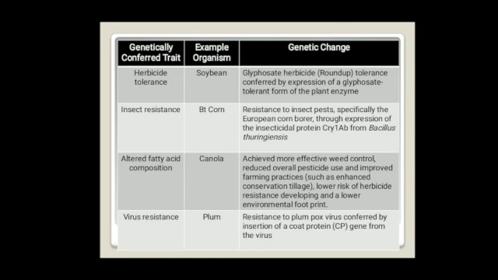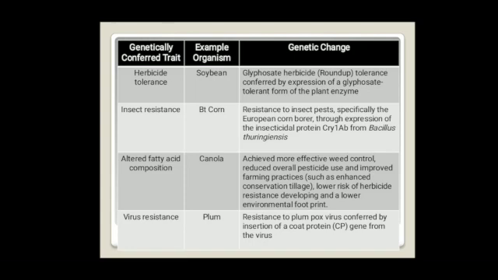Number 3 is the canola. It has a genetically conferred trait of altered fatty acid composition. It achieves more effective weed control, reduces overall pesticide use, and improves farming practices such as enhanced conservation tillage, lower risk of herbicide resistance developing, and a lower environmental footprint.